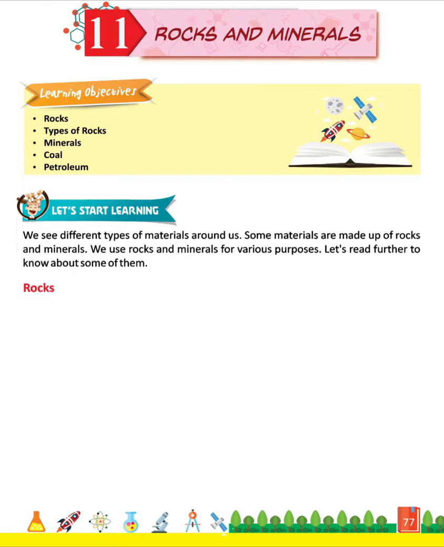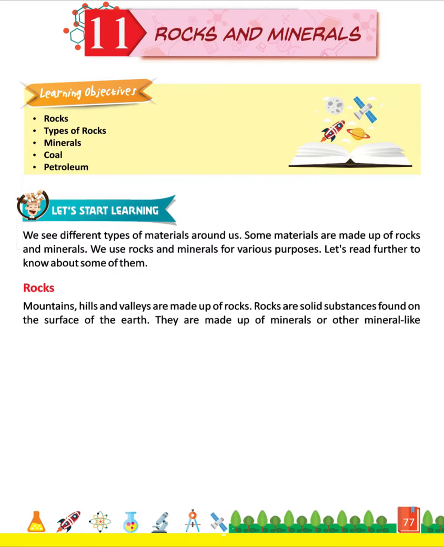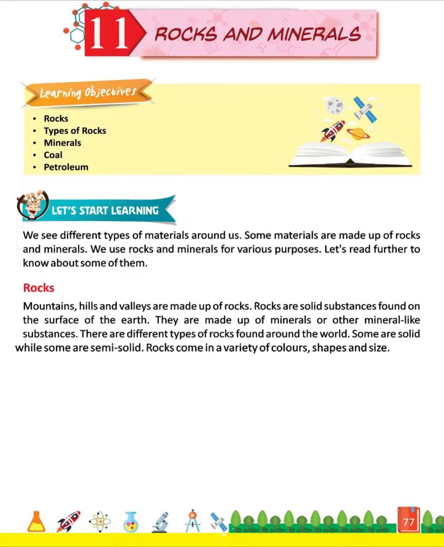Rocks. Mountains, hills, and valleys are made up of rocks. Rocks are solid substances found on the surface of the earth. They are made up of minerals or other mineral-like substances. There are different types of rocks found around the world. Some are solid while some are semi-solid. Rocks come in a variety of colors, shapes, and sizes.